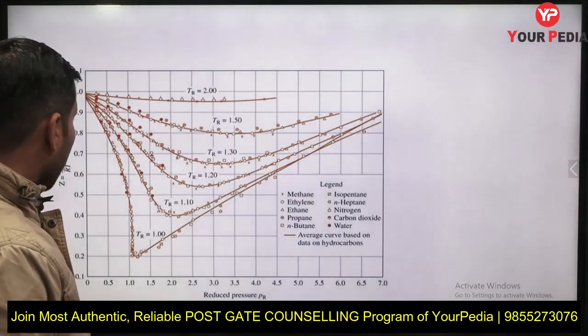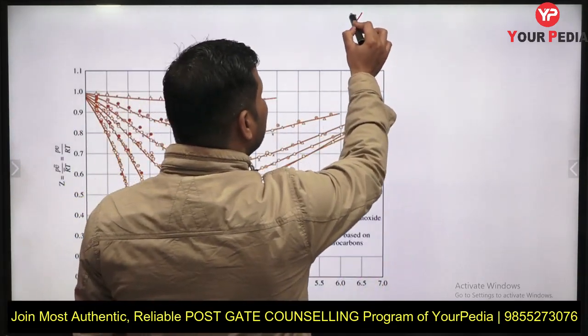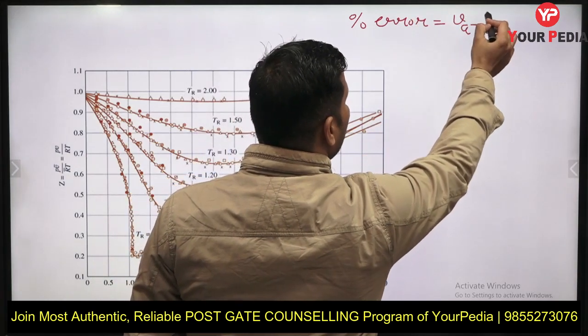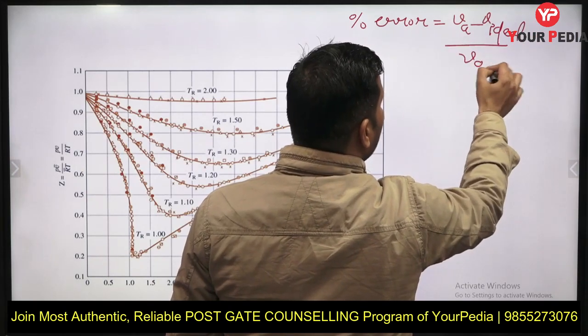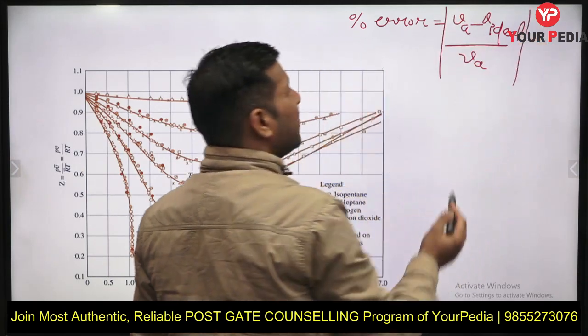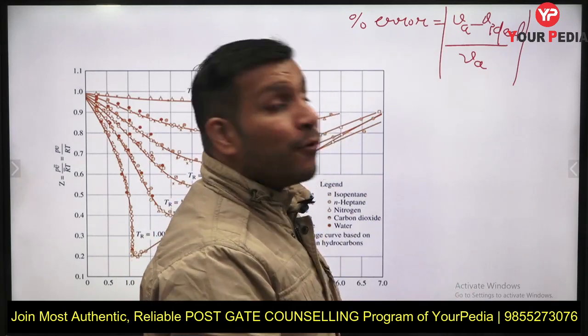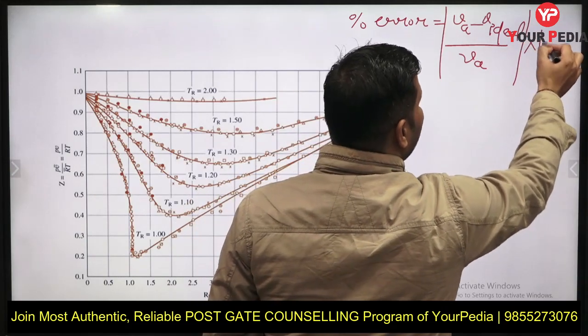So guys, last class I told you there is a term known as percentage error, which is nothing but the actual volume of a gas minus the ideal volume, divided by V actual. You can take the modulus of this because sometimes the actual volume may be higher than the ideal, and sometimes the ideal volume may be higher than that. So you need to take the modulus of this and multiply by 100 for percentage.